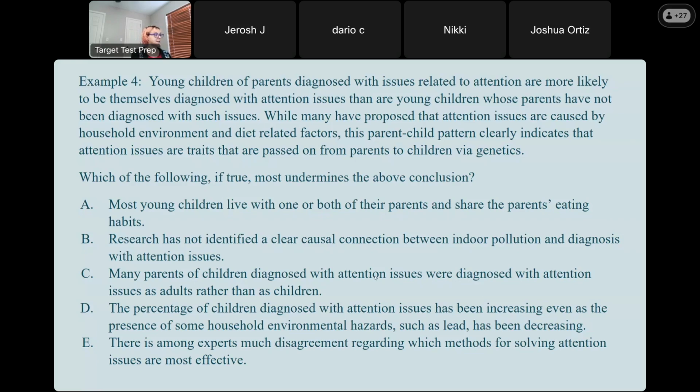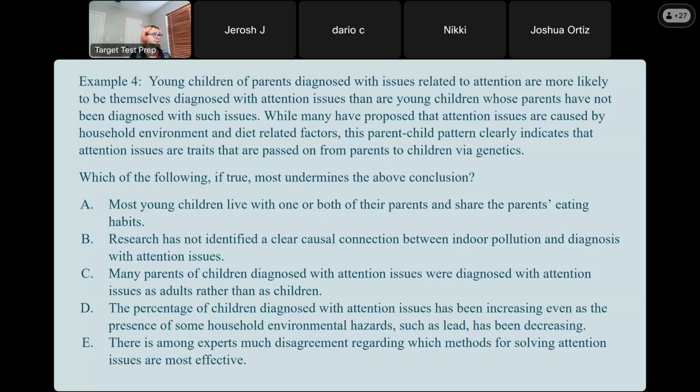C. Many parents of children diagnosed with attention issues were diagnosed with attention issues as adults rather than as children. This one was the most popular on my stats. But here's why it doesn't work. Or here's why I think it's interesting to people. I think it reflects the real world, because specifically with this sort of thing, diagnoses are increasing. They've been increasing my whole life. They weren't so popular when I was young, and then as I've gotten older, more and more people have been diagnosed.